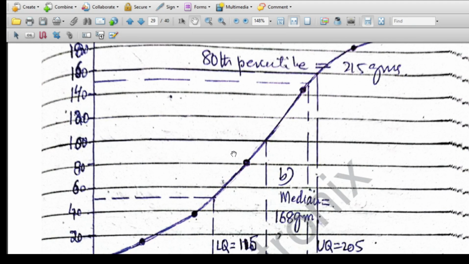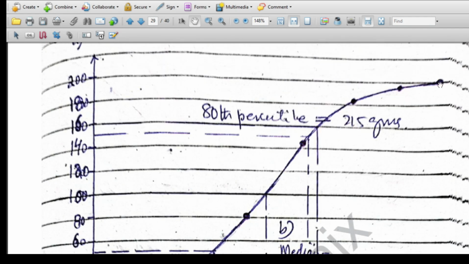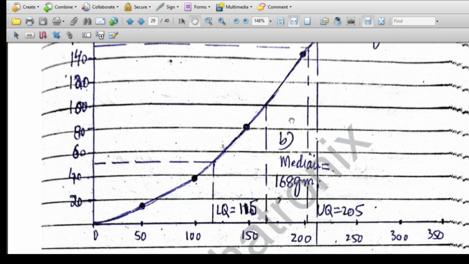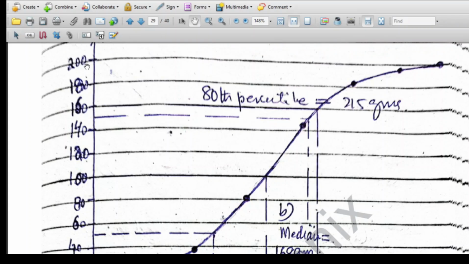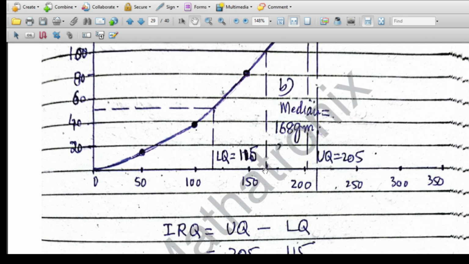So we have used this table to draw this cumulative frequency table, and from this we have the median value. Because we have 200, at 100 we have the median value. At 100 points we have this median value, which is around 168 grams. So the median mass is 168 grams.